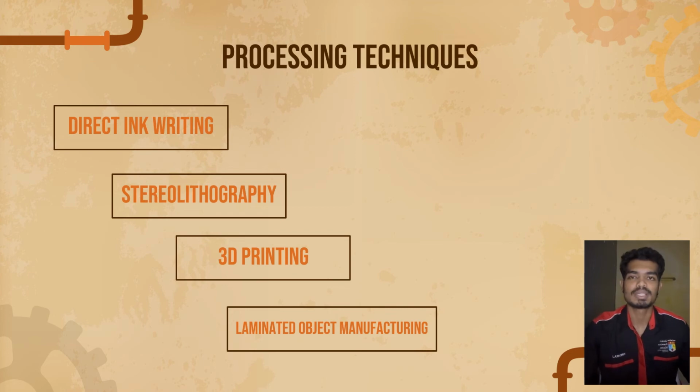Now these are the processing techniques of the additive manufacturing process of producing CMC. There are four. First is direct ink writing, second is stereolithography, the third one is 3D printing, and also laminated object manufacturing.